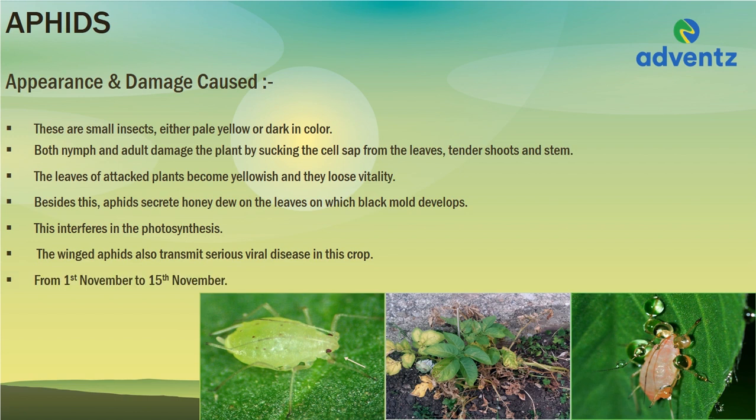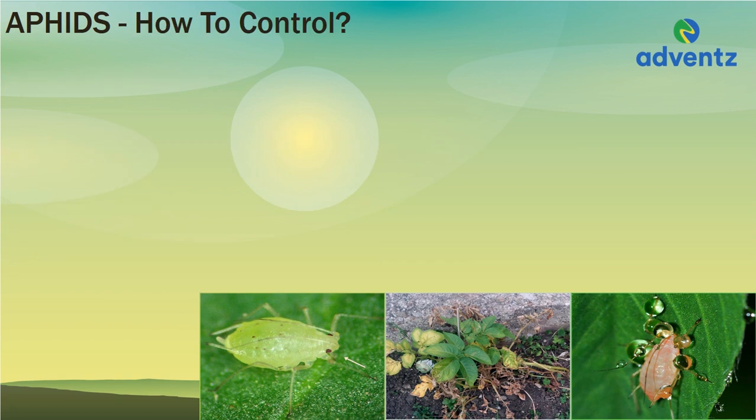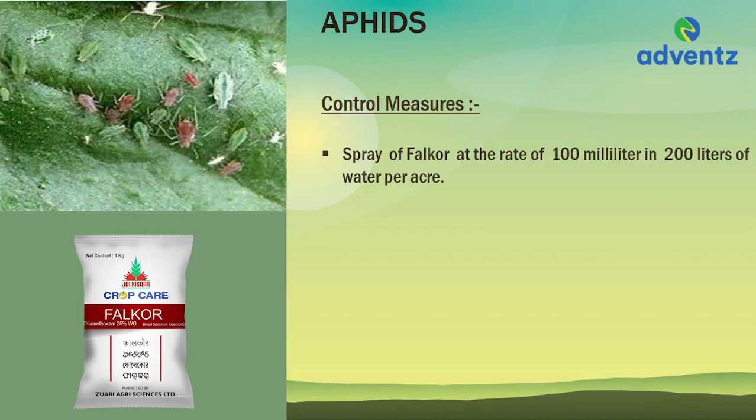The most active time period of aphids is from 1st November to 15th November. How to manage aphids? The control measure for aphids is that we spray the crops with Fulcor at the rate of 100 milliliter per 200 liter of water. This application gives good results.